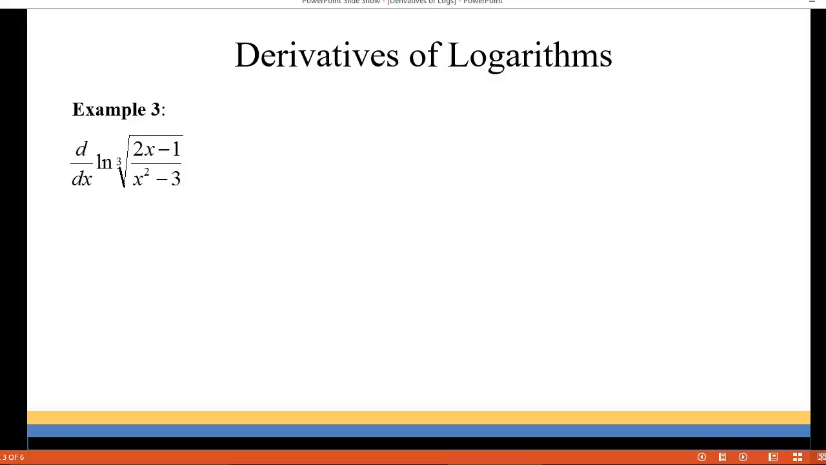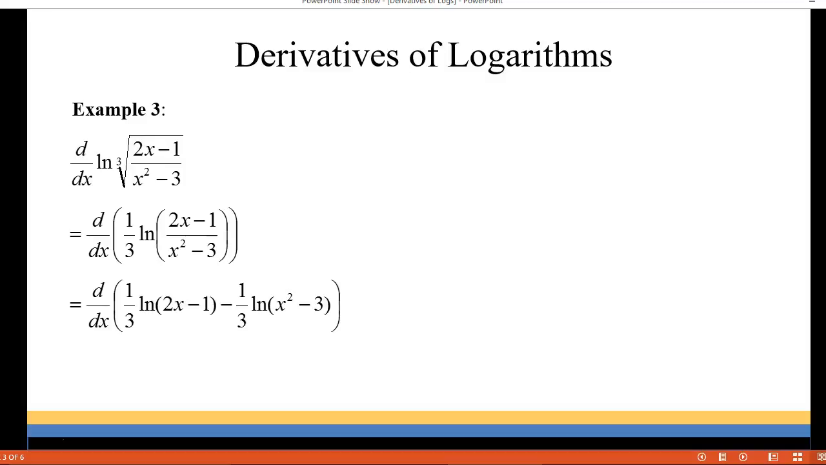For this problem, we have the log of the cube root of 2x minus 1 over x squared minus 3. We're going to approach this problem in the same way we did the last one, by expanding the logs. So the exponent would be 1/3, so we're going to bring that in front of the log, and then expand the log by subtracting those two, because this time we have a quotient.